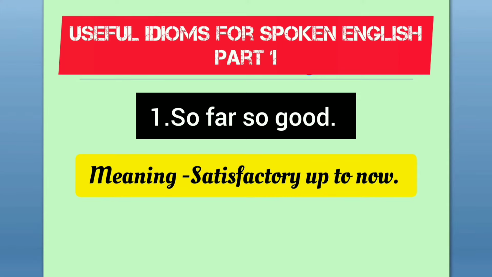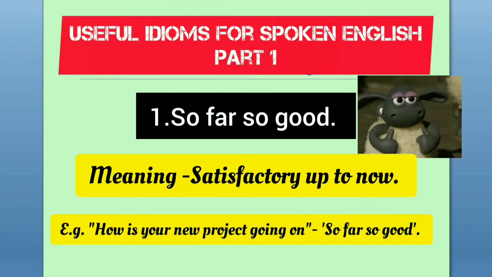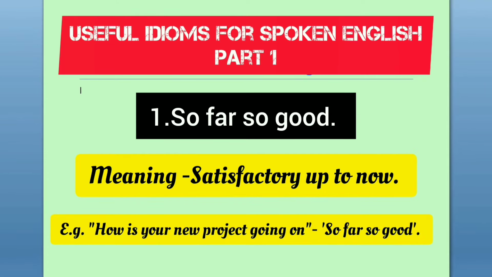As you see on your screen, I have mentioned an example. Let me read it out. How is your new project going on? So far so good. This way one can express that it is satisfactory till now. If someone is asking how is your life going on, how is your job going on, we can say so far so good. That means you want to say that it is satisfactory till now.